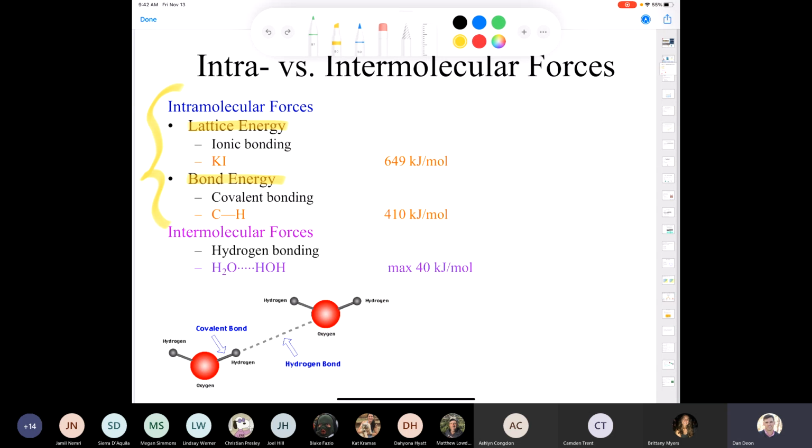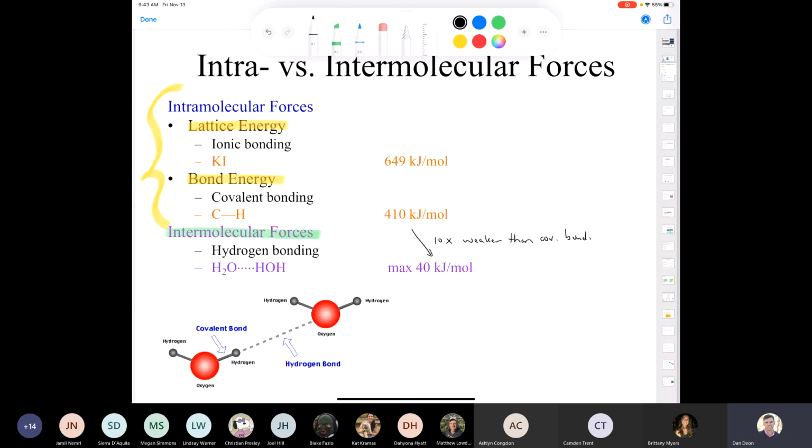But if we look at intermolecular forces, which again is going to be the focus of this chapter, there's a particular type of intermolecular force called hydrogen bonding. Some of you may have heard of it before. Some of you may not have. No problem. We're going to go over it. Hydrogen bonding is one of the strongest types of intermolecular forces. It's very strong. It has a value of around 40 kilojoules per mole. It's 10 times weaker than a covalent bond.